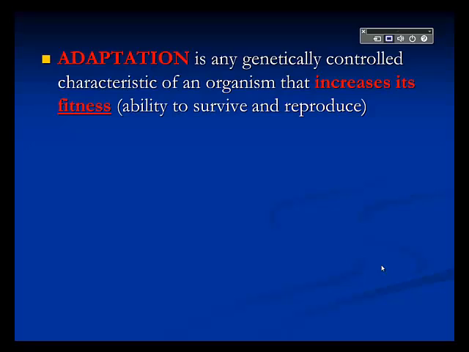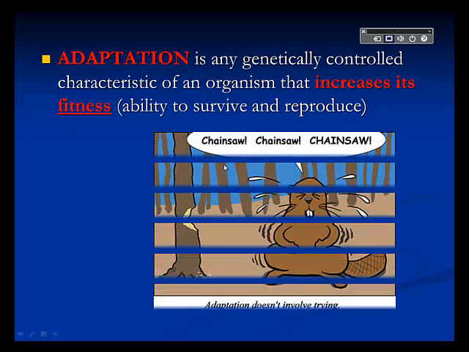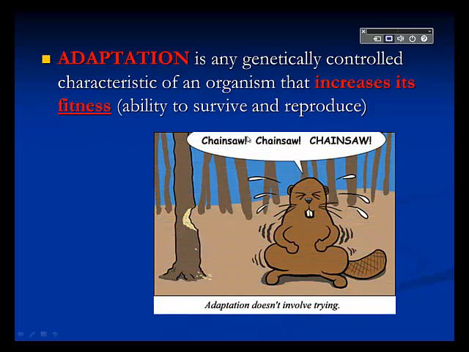Okay, finishing it off here, adaptation. So in order for an organism to evolve, they need to have some sort of adaptation. It's genetically controlled, so through your DNA, that is going to increase the fitness of an organism. So if they're better able to survive and reproduce, it's due to an adaptation. Adaptation, as I mentioned, doesn't involve trying. This is a random act. It's not like this, because he wants to become better at chopping down trees, he is not going to be able to.